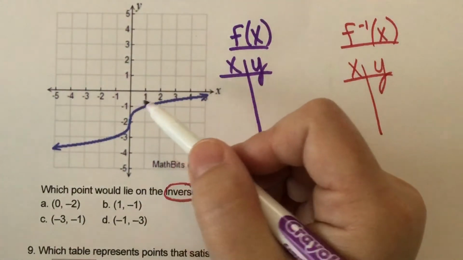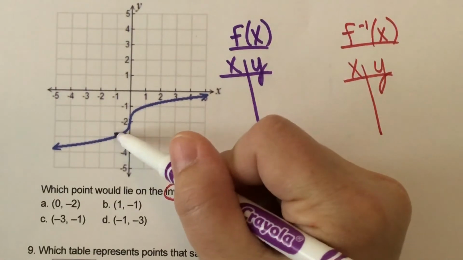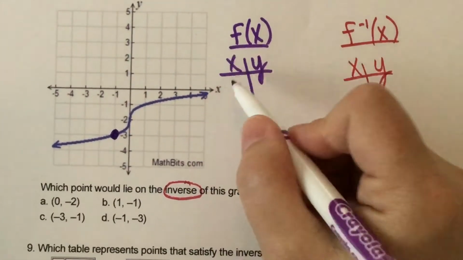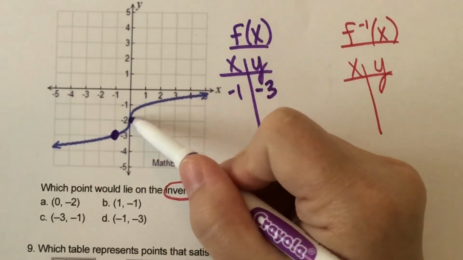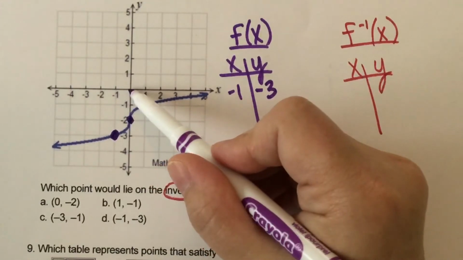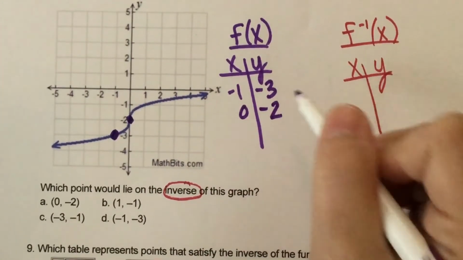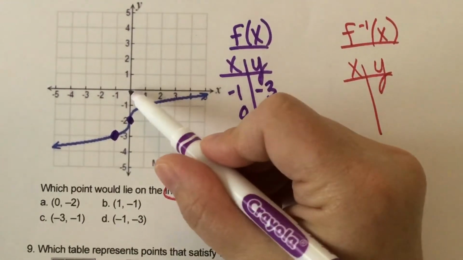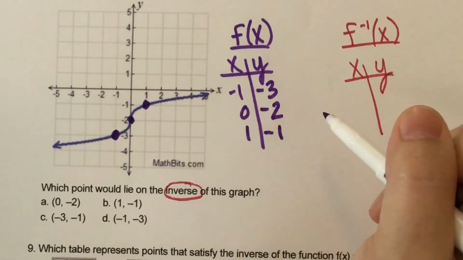Okay, so I just need to pick some points here, and I'm going to find points that look nice. This goes left 1, down 3. So that's negative 1, negative 3. Okay, this one, you don't go right, you don't go left, so your x is 0, but you go down 2. So that's 0, negative 2. Okay, this one looks good. I go right 1, down 1, so that's 1, negative 1.